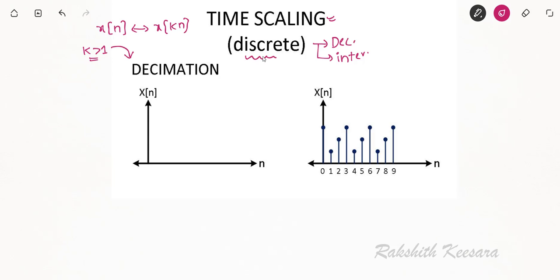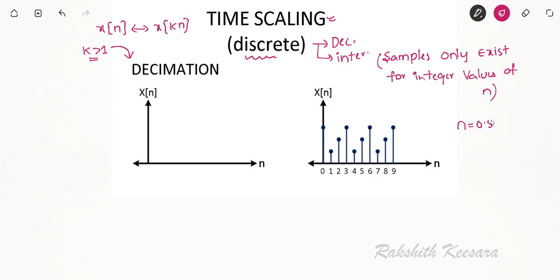In time scaling for the discrete domain, what you should remember is that samples only exist for integer values of n. This is the important point you should remember. Integer values of n. So if n is 0.5, 1.5, 2.5, the samples will become 0, because only for integer values will the signal exist. Is this okay?